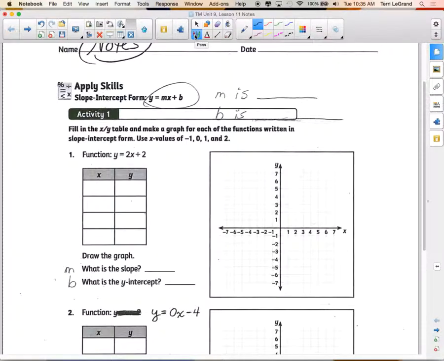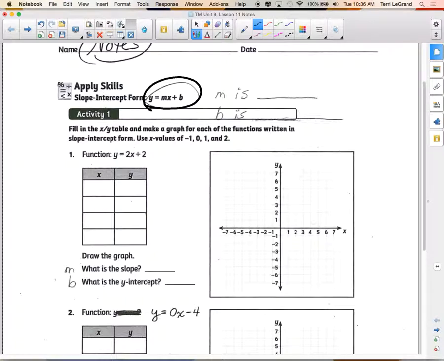Okay, so today we're going to start talking about linear functions in their slope-intercept form, okay? Linear equations in slope-intercept form. On the notes, I actually circled it right here: y = mx + b. That's called slope-intercept form for a linear function, a linear equation.